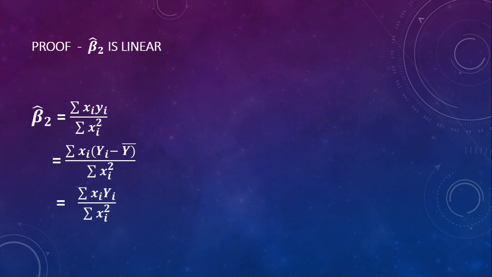We know that beta 2 hat is equal to sigma xi yi divided by sigma xi square. This is equal to sigma xi into small yi, which can be written as capital Yi minus y bar, divided by sigma xi square. So that is equal to sigma xi capital Yi minus sigma xi square, and y bar into sigma xi, that term becomes 0. So beta 2 hat is equal to sigma xi capital Yi divided by sigma xi square.